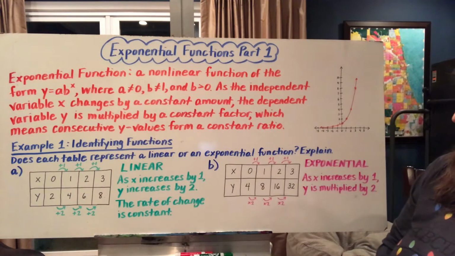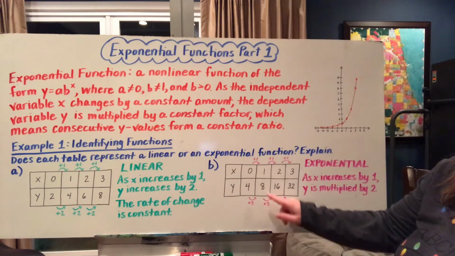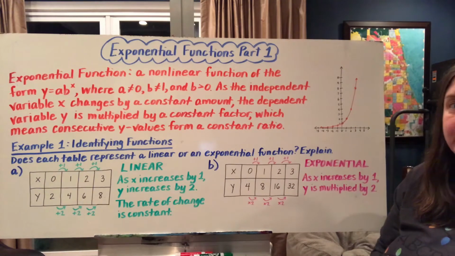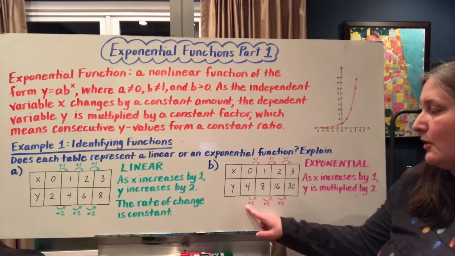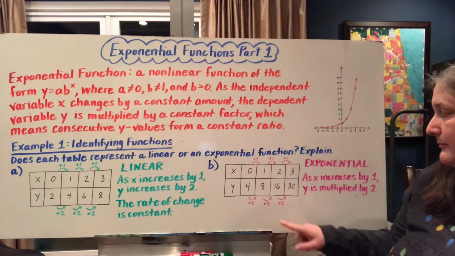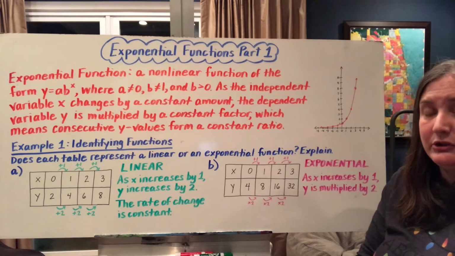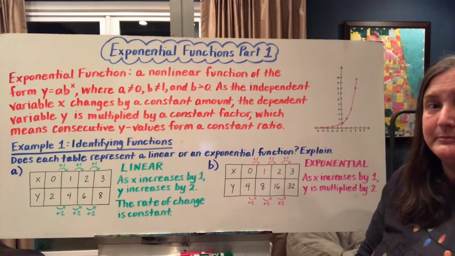An exponential function would look like b, where we've got our x values going up by 1 and our y values are increasing by being multiplied by 2 each time. So as x increases by 1, y is multiplied by 2. That creates an exponential function.